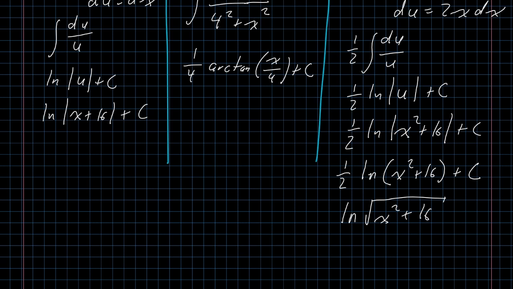But it's a nifty trick that often confuses students when they're checking answers in the back of a book. We have that 1/2 in front. Properties of logarithms say I can use that and write it as x squared plus 16 to the 1/2 power, and the 1/2 power is a square root.